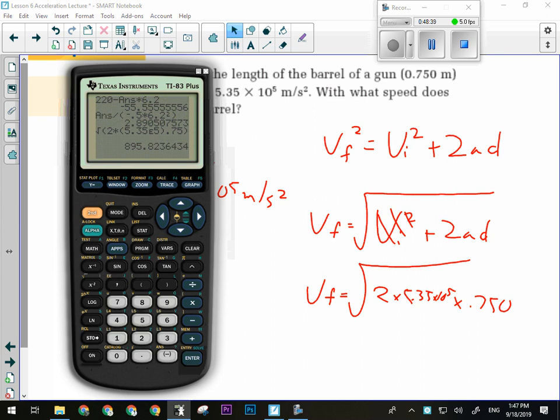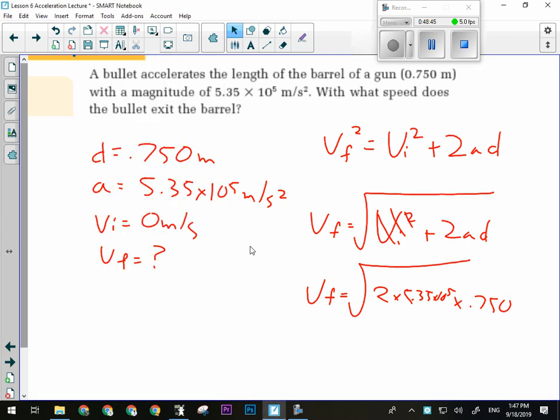So when it leaves the barrel of the gun, it is moving at 895 meters per second. To give you an idea, that's nearly 3 times the speed of sound. That's why you can't see it, right? Now you can see it, but you can't hear it. So that means that if someone shoots at you with a rifle, you'll be dead before the sound gets to you.